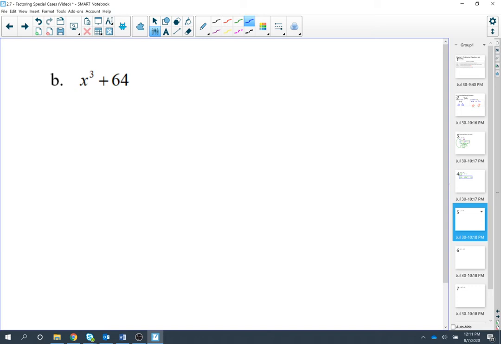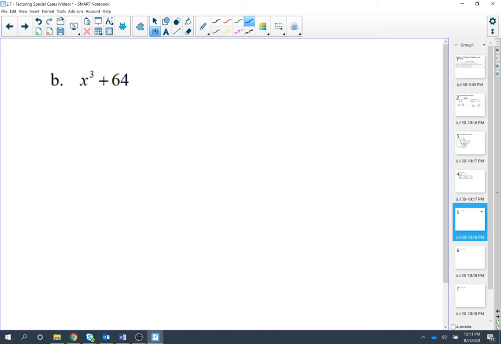Next one, x cubed plus 64. Is the leading term positive? Yes. Is there a greatest common factor? No. So is it a trinomial? No. So maybe it's a special case. This time I'm dealing with an x cubed. Well, that's probably not difference of squares then. And it's also addition, so it's definitely not difference of squares. So maybe it's the sum and difference of cubes.